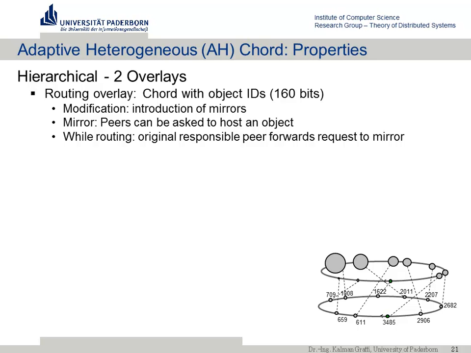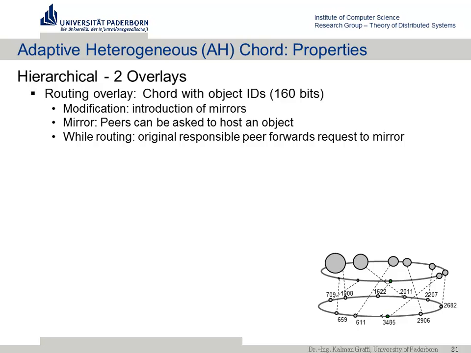So we have two overlays. We have a routing overlay, that's the lower one. That's a traditional Chord overlay. It's Chord with object IDs, 160 bits. And what you can do is state a lookup request for a specific object ID and get the file, basically. But it also has a modification.